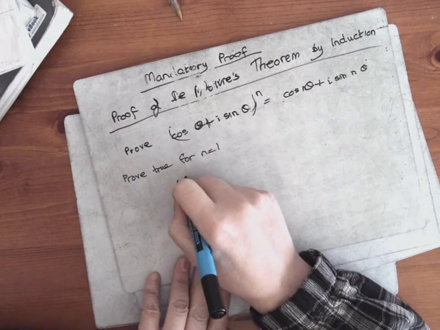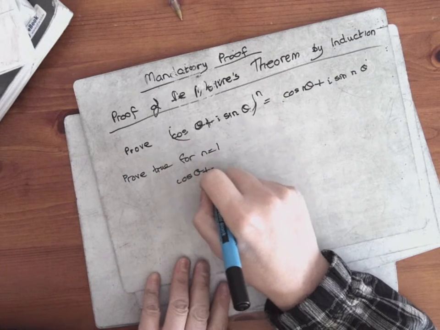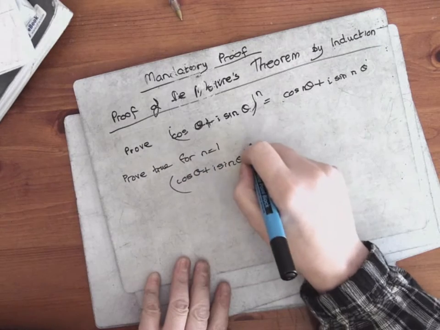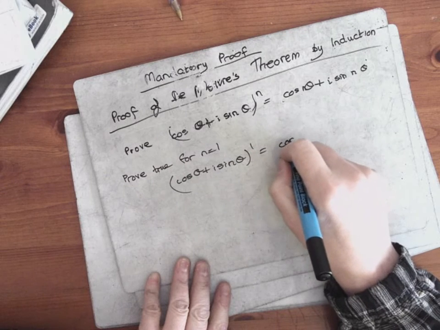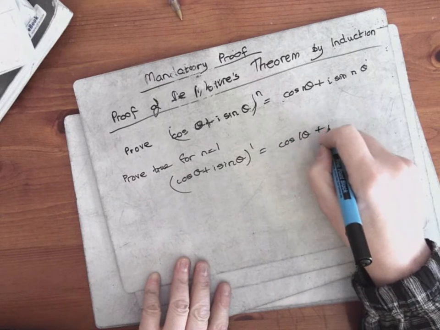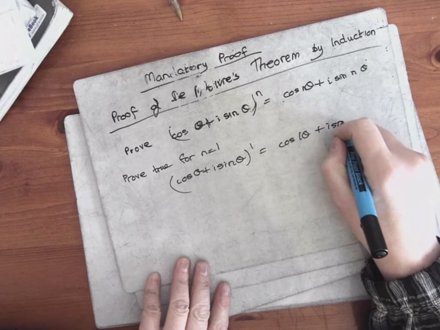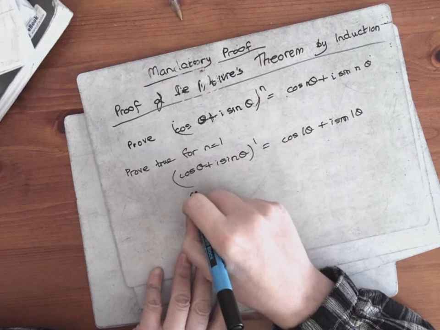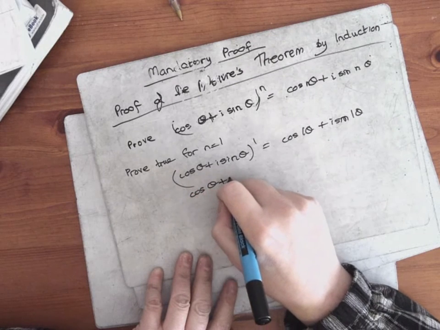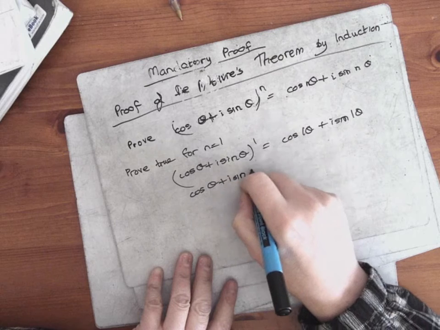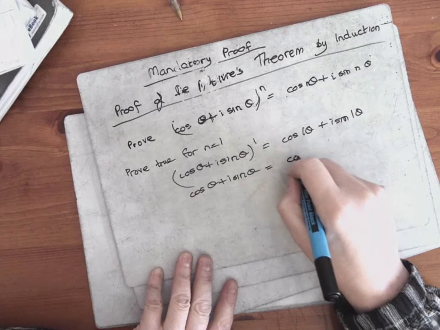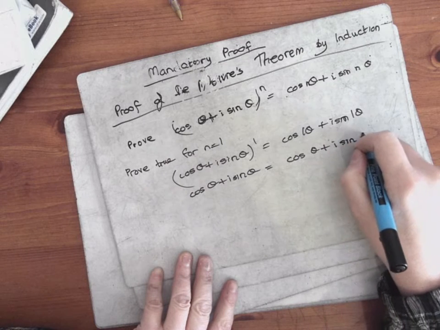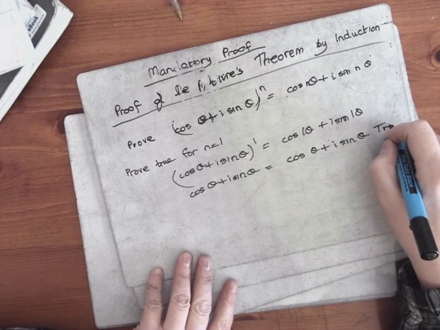So that means cos of theta plus i sine theta all to the power of 1. Does that equal cos of 1 theta plus i sine 1 theta? Yes, that is true. So that means cos of theta plus i sine theta on this side equals cos of theta plus i sine theta, and that is a true statement, so that's step 1 done.